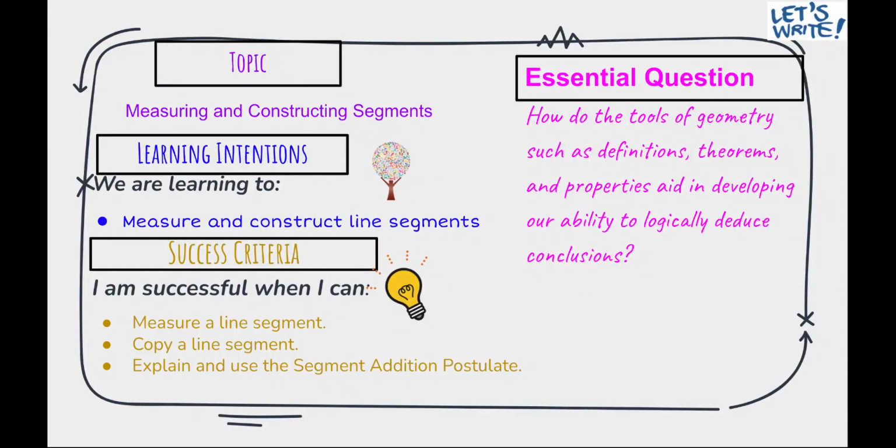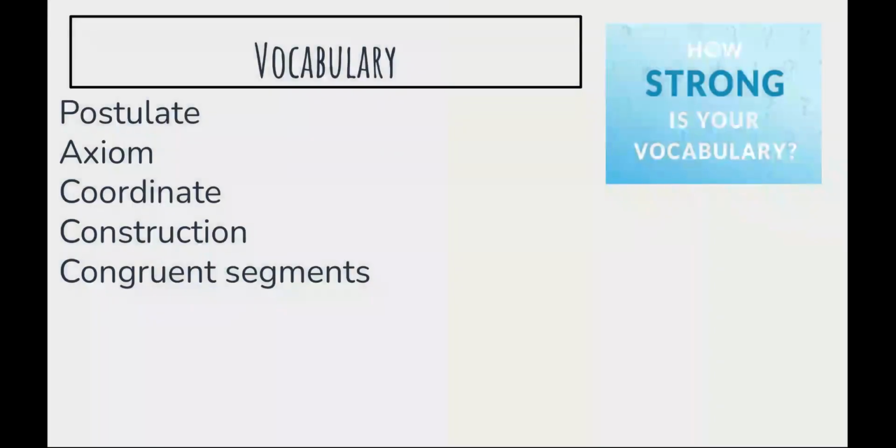So, what are we learning to do? Well, we're learning to measure and construct line segments. So today, you are successful when you can measure a line segment, copy a line segment, and finally, explain and use the segment addition postulate. So we will go through those throughout the lesson, and you can self-evaluate later on.